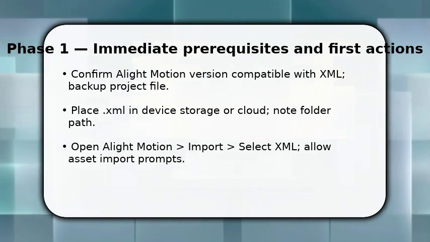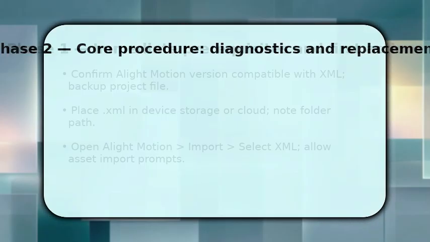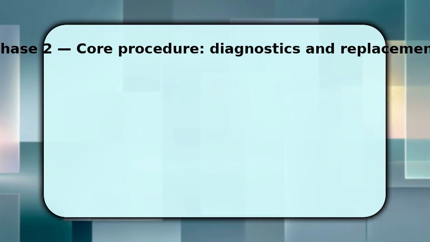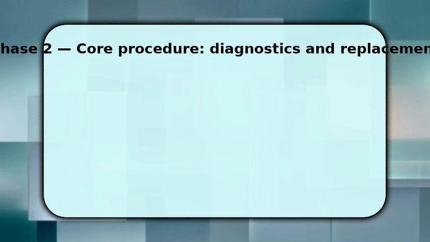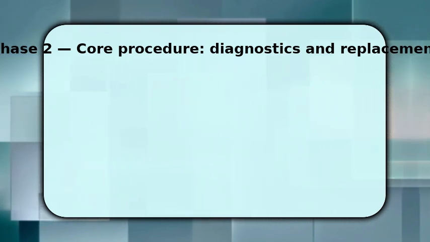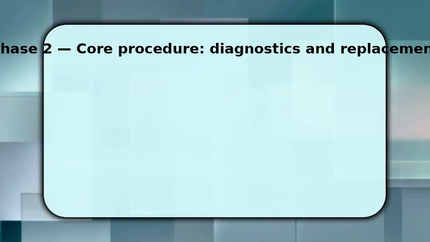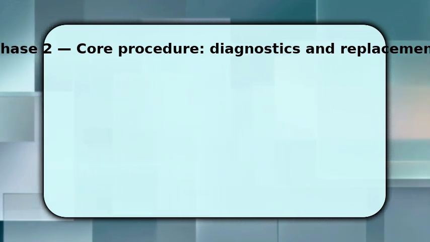Once the XML imports, you'll find a dedicated Shake effect layer. Solo it to focus and preview changes without distraction. You should adjust amplitude to control distance, frequency for speed, and decay so the shake fades naturally. Change the seed to alter randomness.